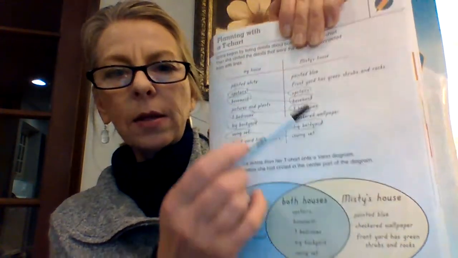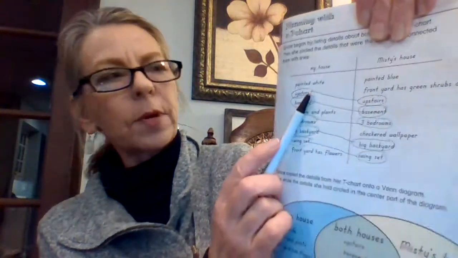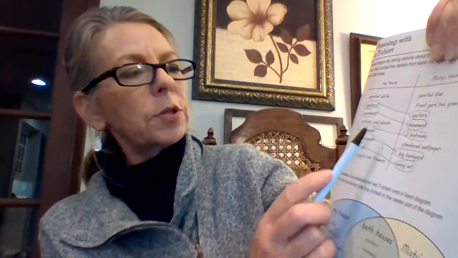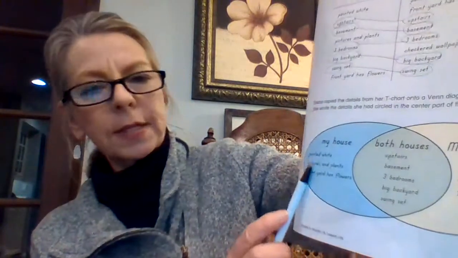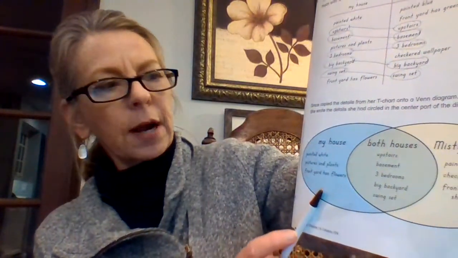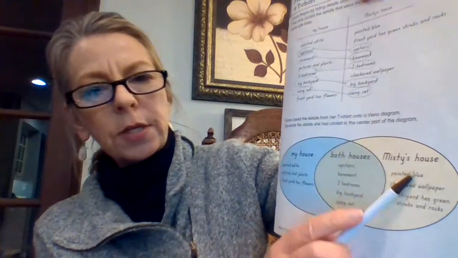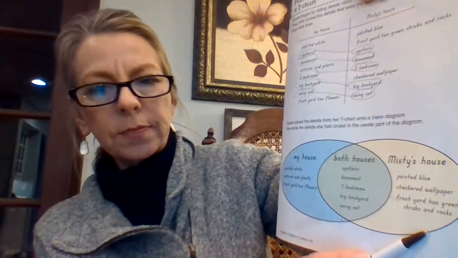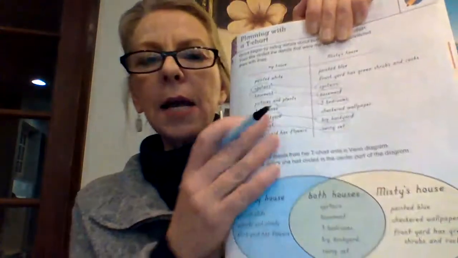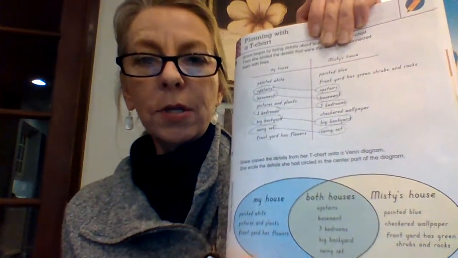And then, for her house, the things that were left that weren't circled were painted white, pictures and plants, front yard has flowers, and that's what she wrote on this side for her house. And then what was left on the list for Misty's house, she wrote here under Misty's house. Okay, so that's kind of a pattern of what I want you to do with your ideas for your compare and contrast between school at CESW and school with mobile learning.